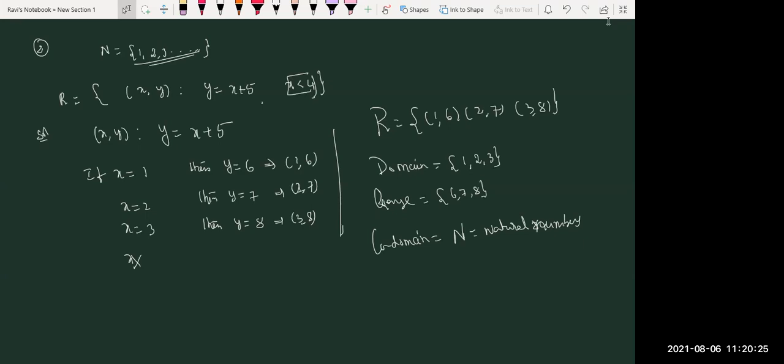Finished? Yes, sir. Next question. Look at the third question now. Third question, what's the condition? Read the question first properly, you'll understand. A equals to... what's the relation, the given condition?